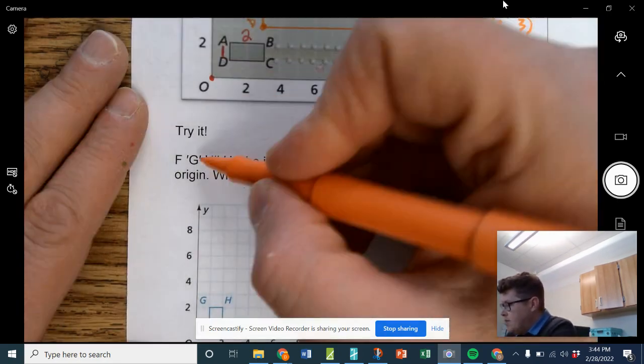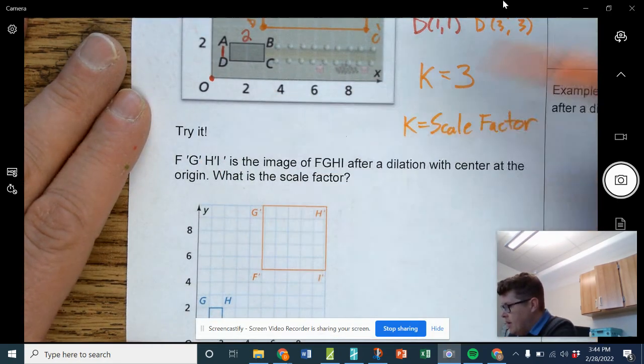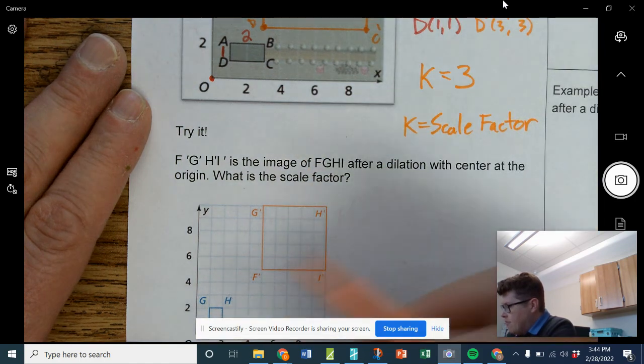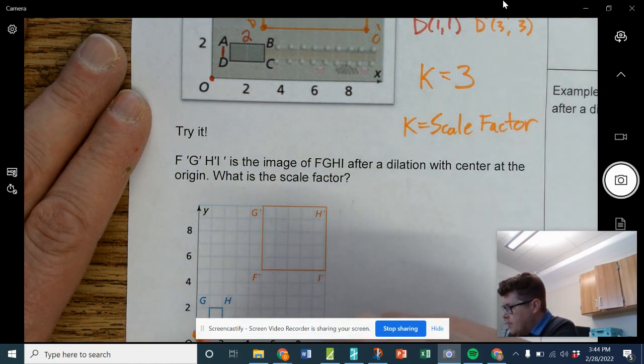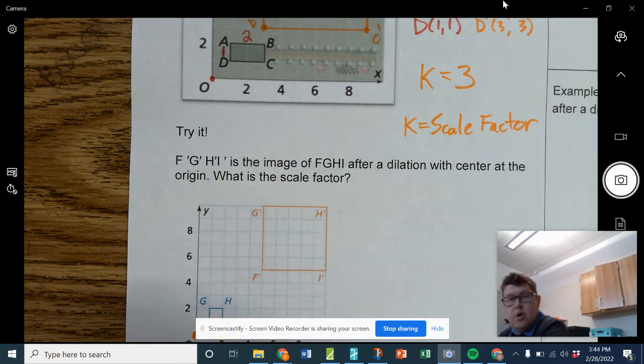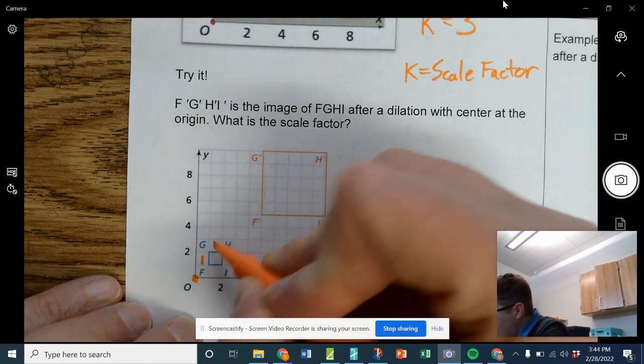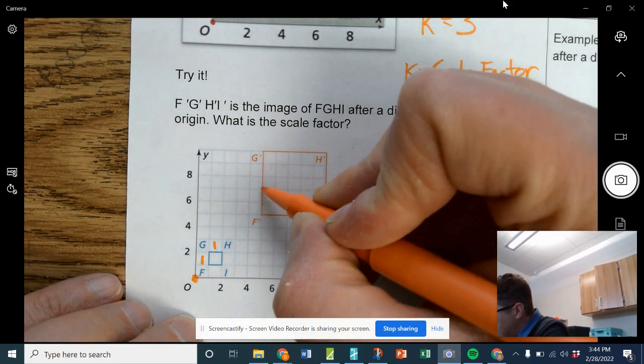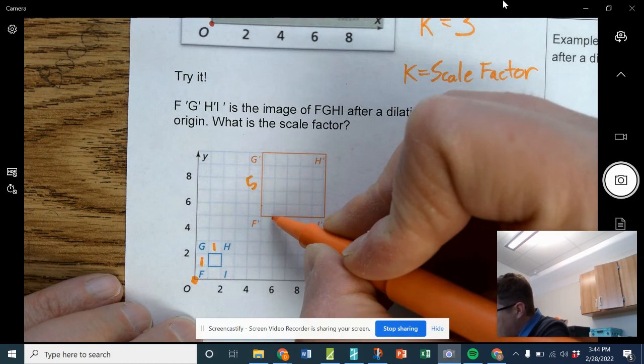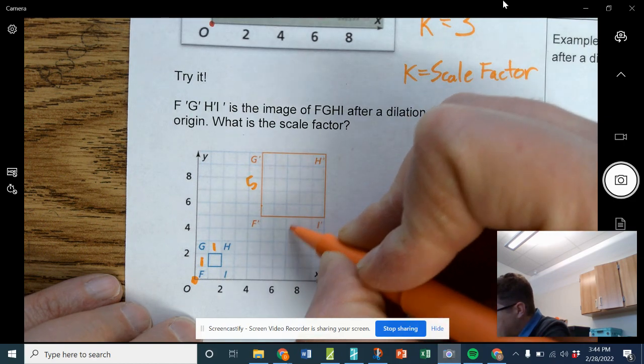Okay, so we have F prime, G prime, H prime, I prime. So this guy right here is the image of F, G, H, I after a dilation with the center at the origin. Okay, what is the scale factor? The idea here is you're just going to compare the original to the new one. You'll just compare sides, right? So this is 1 by 1. This one is 1, 2, 3, 4, 5 by 1, 2, 3, 4, 5.